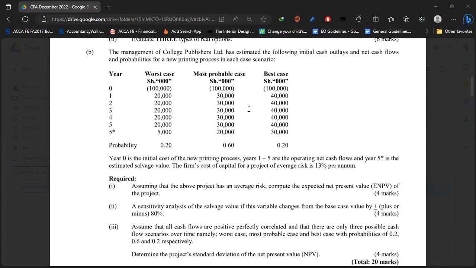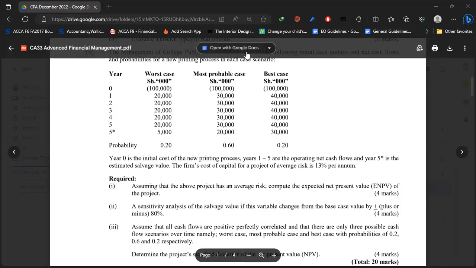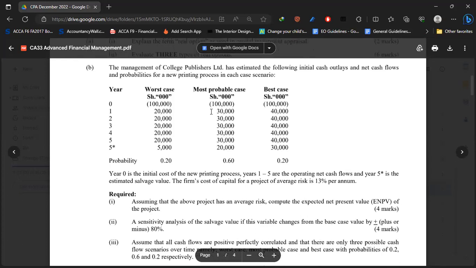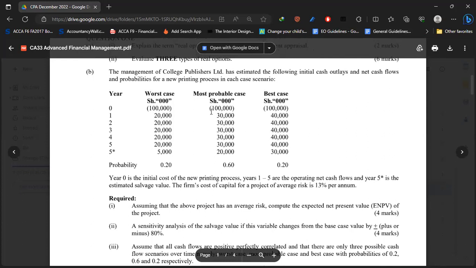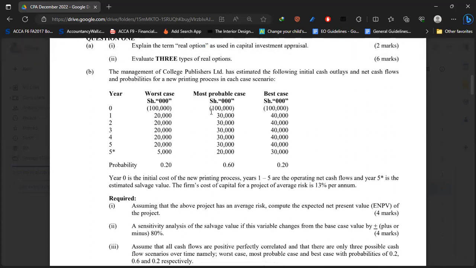Remember, that is also a question which you are being asked. Now, in that case, I can see here, the examiner has already given you the initial outlays and the net cash flows. And we know that when we have the net cash flows, what we are supposed to be doing. So in this regard, we are being given the worst case, most probable, and then we have the best case scenarios. Then we are being given the probabilities, which are going to be assisting us to get the expected net present values of the project.